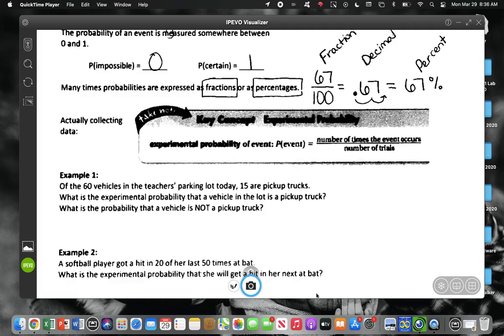For those of you that drive, did anybody walk by the teacher's parking lot and notice anything? What do you tend to see in the teacher's parking lot? Cars. Well, what kind of cars? Not trucks. So what kind of cars do you see? I'm going to say mainly SUVs.